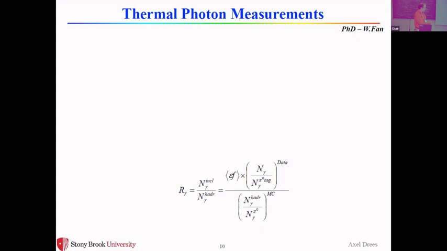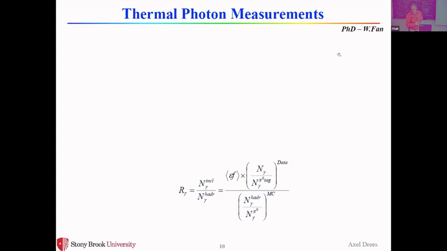In this ratio, basically all efficiencies, conversion lengths, acceptance drops out, except for the conditional acceptance that the second photon of the pi zero decay is detected in the calorimeter. And the material drops out to first order, because if it converts here, it has also converted there. And the conversion probability just drops out.